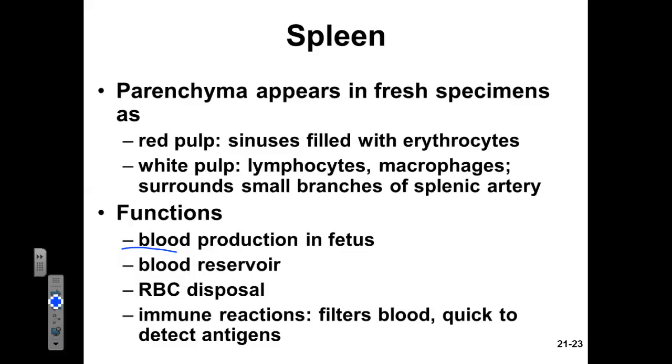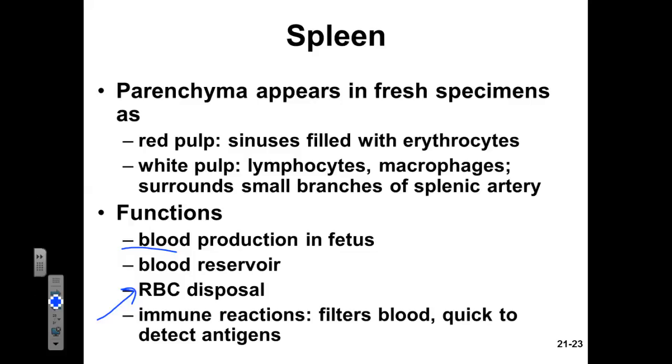So when we are bleeding out and we start to have a decrease in red blood cells in our body, we can take red blood cells that we've been storing in our spleen and dump them into circulation to help compensate for the ones that we're losing as we're bleeding. We also recycle red blood cells in our spleen. And then finally, our spleen aids us with our immune response.